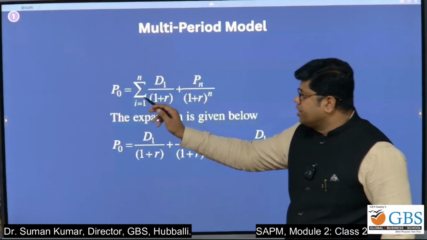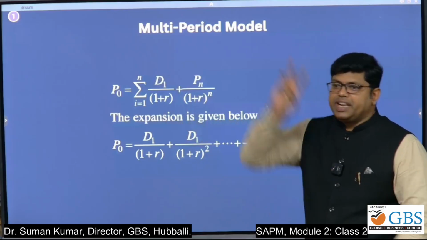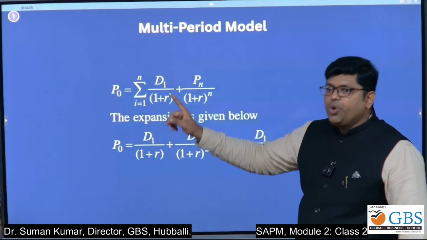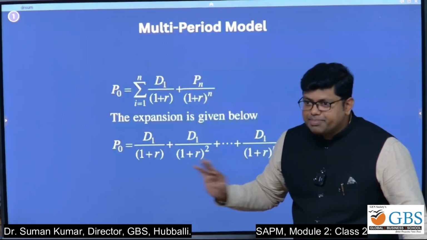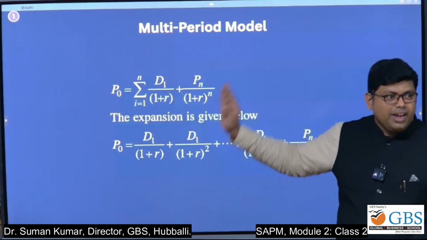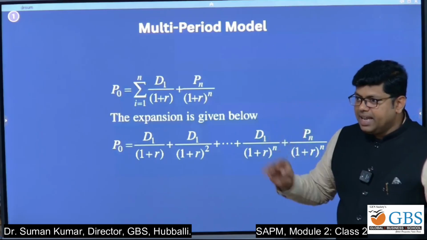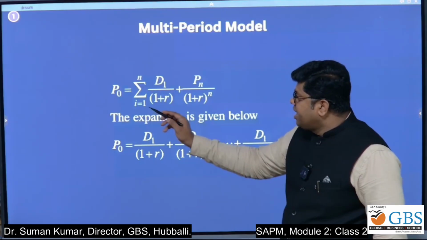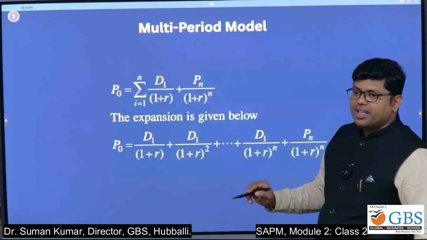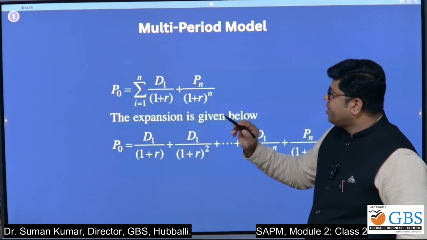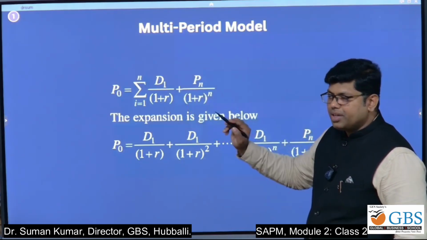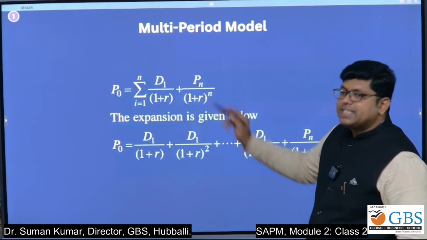See, this is the summation up to n years. If it is 3 years, there will be D1, D2, D3. Very, very simple. If it is 5 years, D1, D2, D3, D4, D5. Is it clear? So the expansion, summation i equal to 1 to n, D1 upon 1 plus R raised to 1. Then for the second year it will be raised to 2, right? Plus, what is P? The selling price.